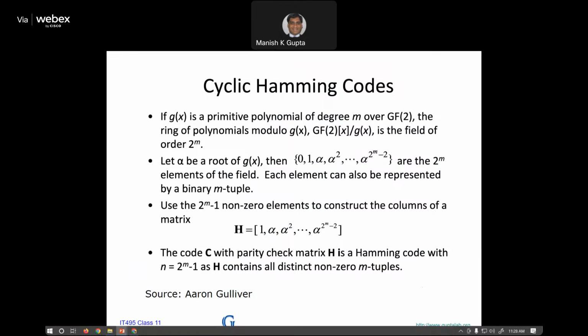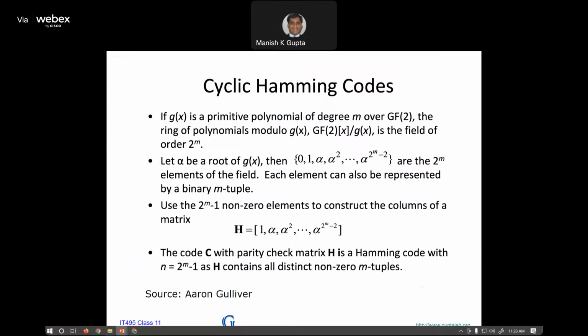This will give you a code of length 2^m minus 1 in the case of binary Hamming code. The parity check matrix is 1, alpha, alpha squared, up to alpha raised to 2^m minus 2. You can write down the binary expansion of each as a column vector. And you will get the Hamming code parity check matrix if you remember any of the lectures. So if you take this parity check matrix, then the code C with this parity check matrix is a Hamming code of length 2^m minus 1, because this contains all distinct non-zero m-tuples. I've just written it in the form of alpha, but you can write it in the form of binary vectors. Okay. This is a compact notation.